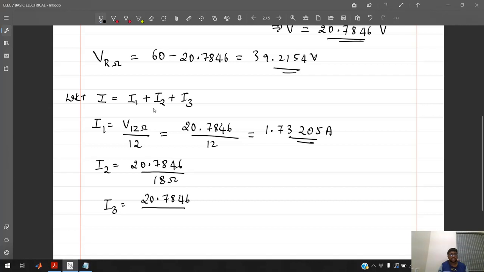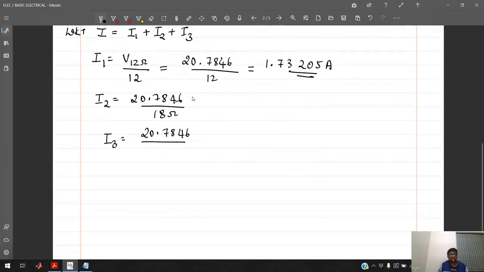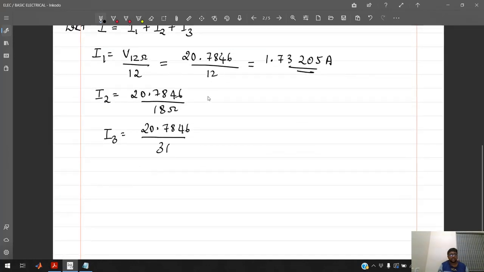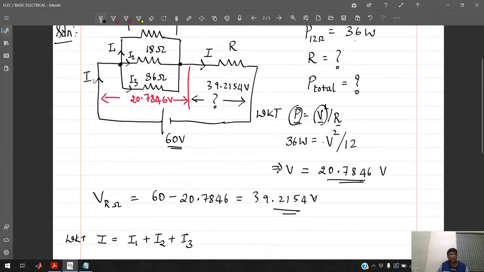20.7846. The voltages will be the same because the voltage drops across all three resistors are the same, as all three resistors are connected in parallel. So I3 will be divided by 36. Your I2, if you solve, will be 1.1547 ampere. Similarly, I3 will be equal to 0.57735 amperes. If I add all three, I will be equal to I1 plus I2 plus I3, which will be 3.4641 ampere. So you got to know the value of the supply current I.